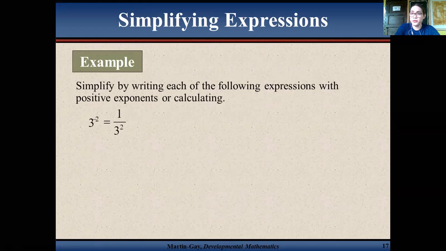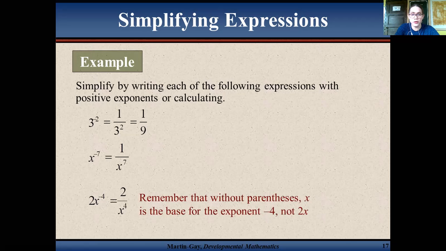Of course, 1 over 3 squared, which gives you 1 over 9. Another, that gives you 1 over x to the power of 7. This one, since only x has a negative exponent of 4, then only x will get its reciprocal. So that gives you 2 over x to the power of 4. Again, remember that without parentheses, x is the base for the exponent of negative 4, not 2x. That's why 2 is not included.